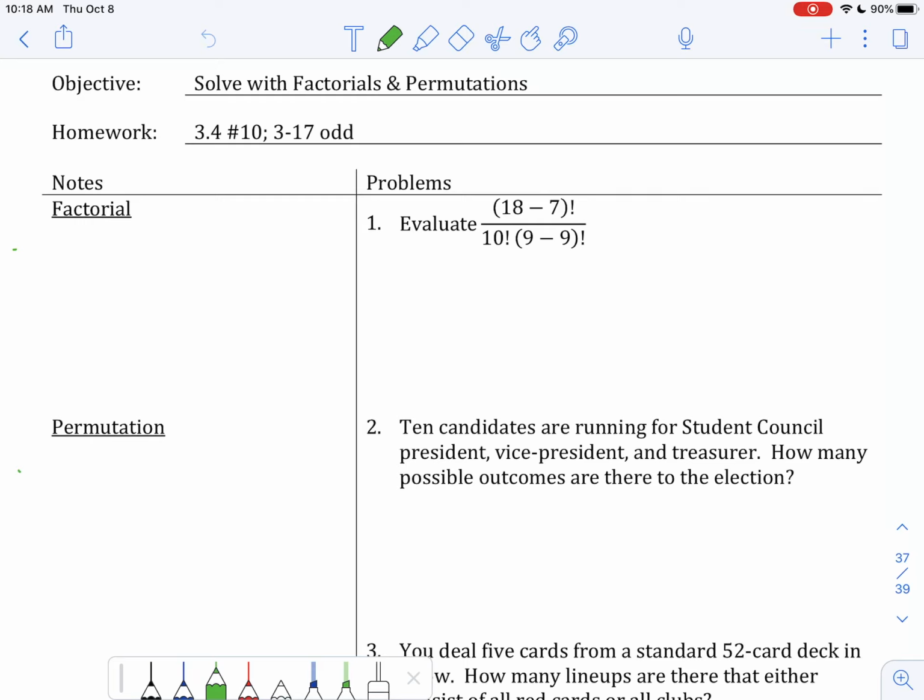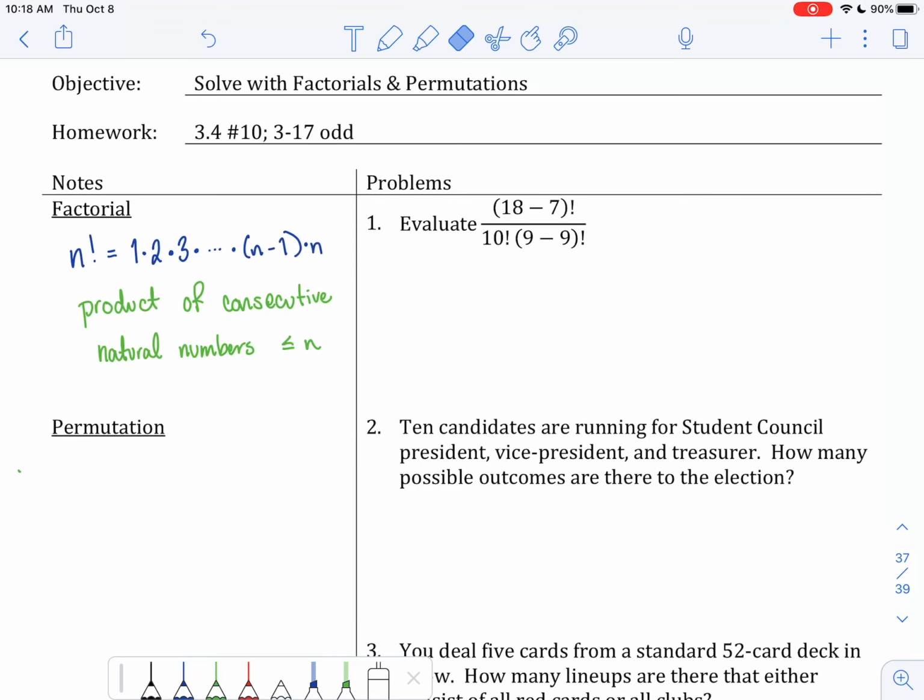So we're going to talk about factorials and permutations, and we're looking at homework from 3.4. So get yourself ready for notes, and we're going to get started. So hopefully for several of these ideas, they will feel like review from earlier lessons. We're going to start with just reminding ourselves what a factorial is.